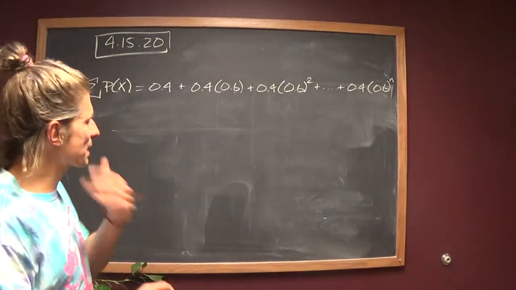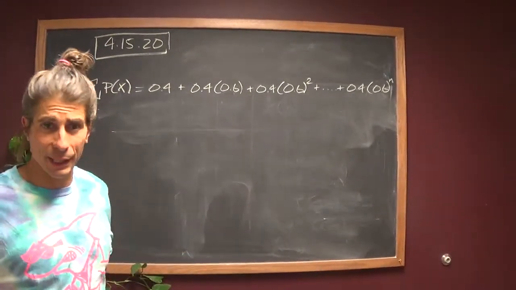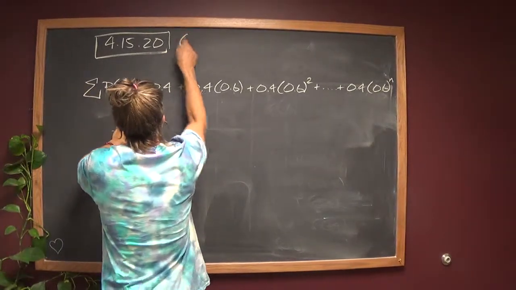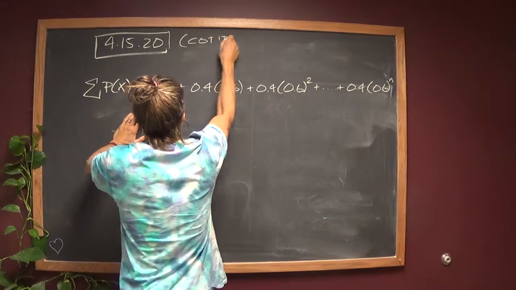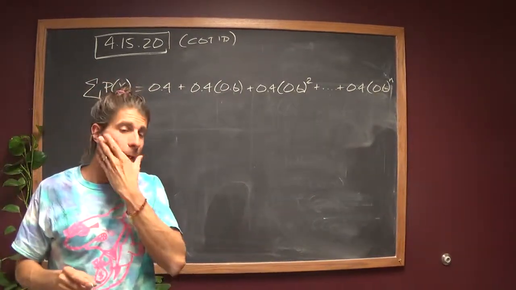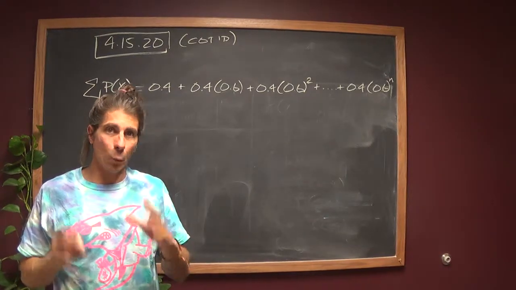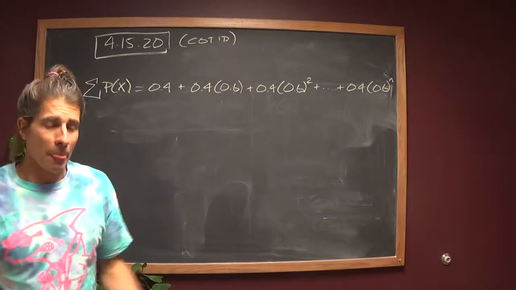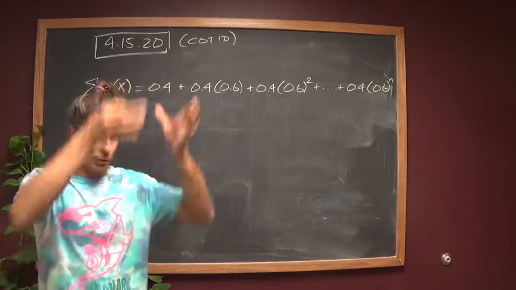Hey everybody, this is a little bit of an addendum to the previous video. I'm going to call it 0.4.15.20 continued. I mentioned the previous problem was not a binomial distribution by any means, but it was a distribution of probabilities called a geometric distribution, which simply implies that the distribution is infinite.